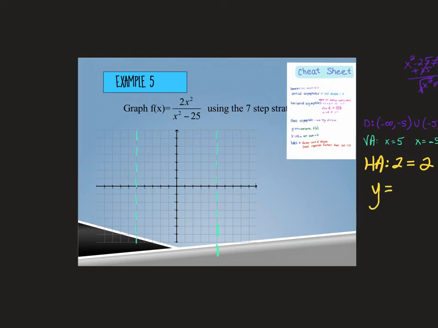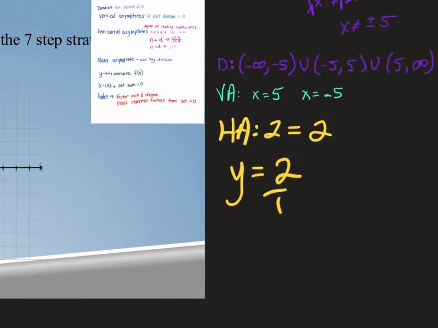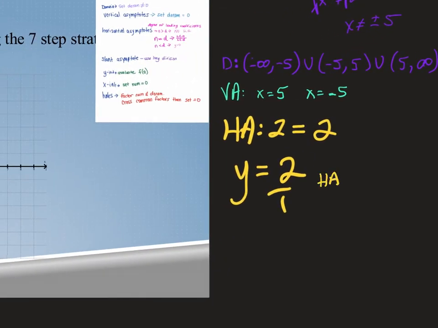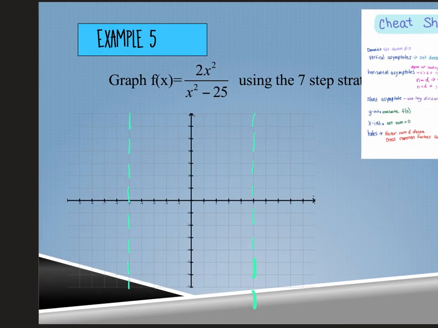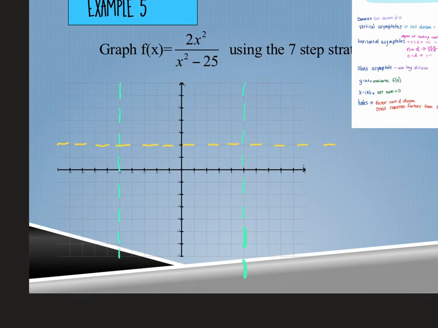What's the leading coefficient of that numerator? It's 2 over 1. So my horizontal asymptote is at y equals 2. So go ahead and go to your graph and draw your line at y equals 2. Questions? This might start to make a little more sense as we do this.